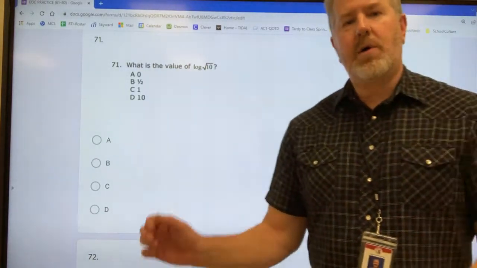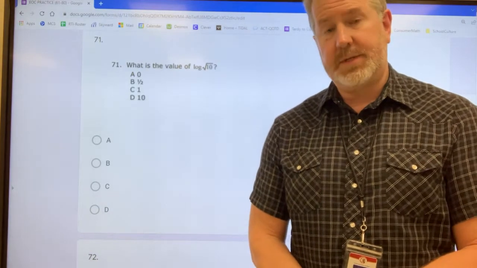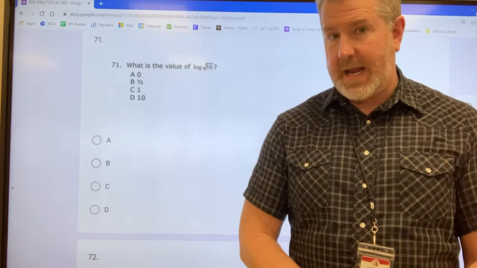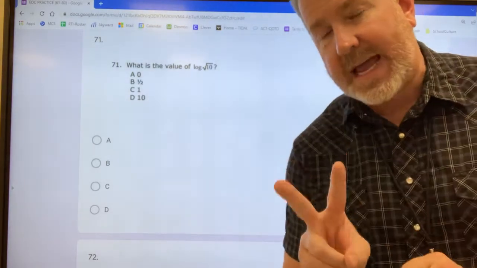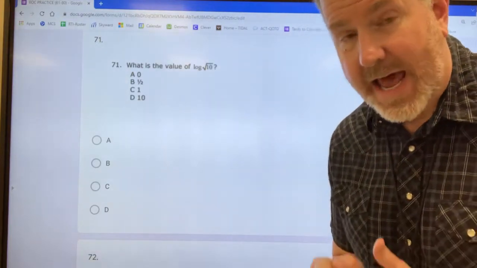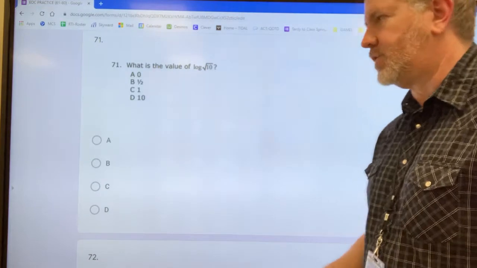All right, welcome to the final installment of the EOC practice problems. This is the EOC set 61 through 80, but I'm doing the second part of that set, 71 through 80. So it's our last 10 problems. We're not going to skip any of these. These are logs and exponential functions, stuff like that.